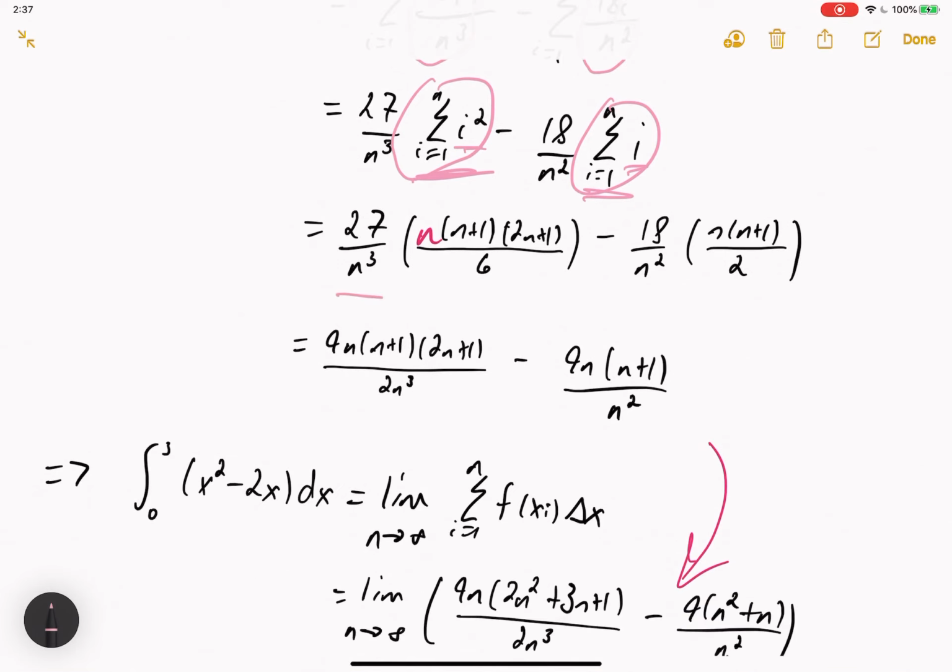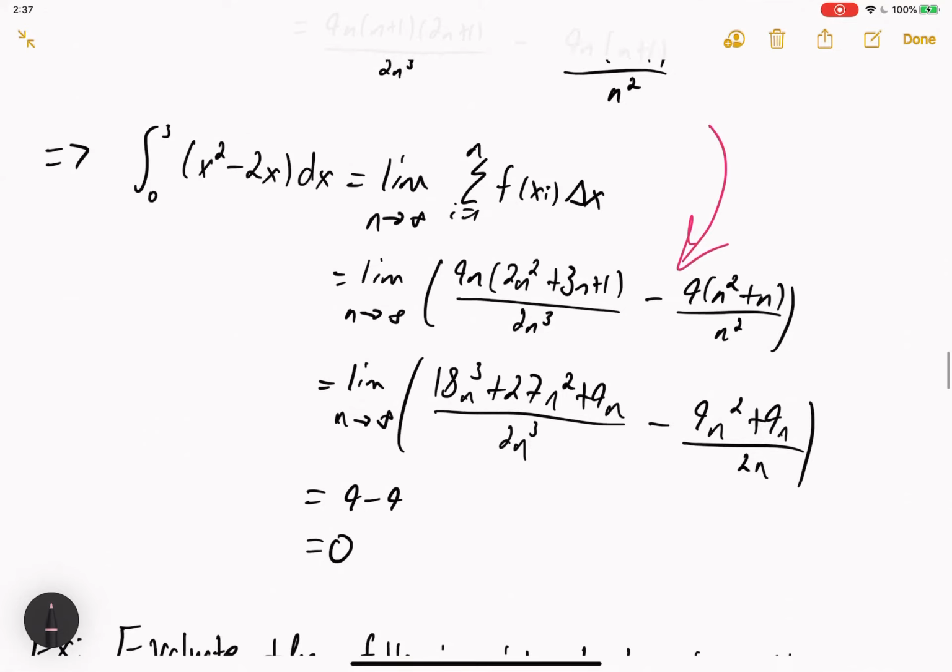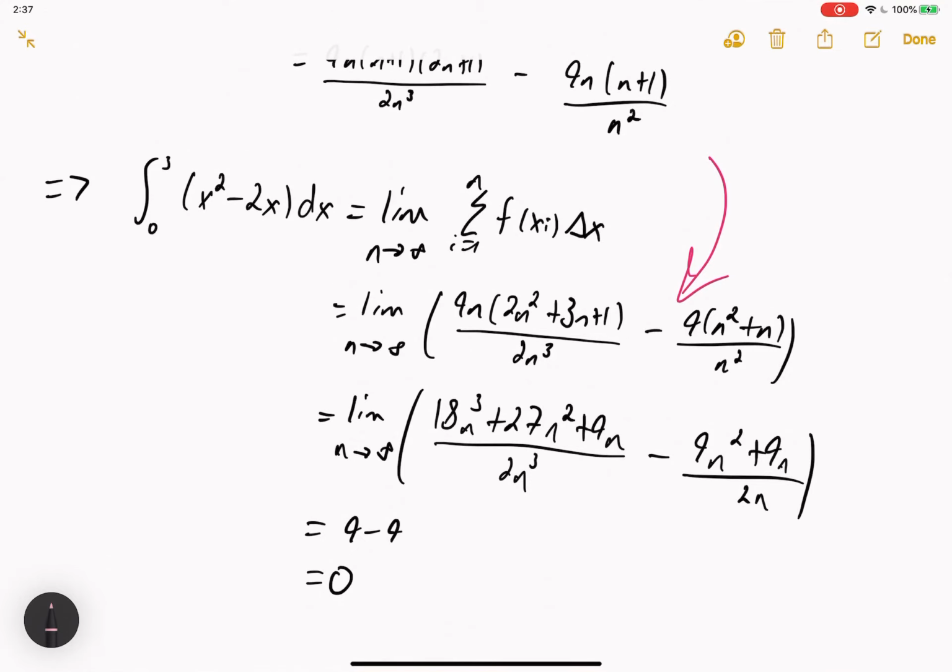We plug in the formulas that we have for those sums, and then we're just going to simplify. And this is what you get: 9n times n plus 1 times 2n plus 1 divided by 2n cubed minus 9n times n plus 1 divided by n squared. Note that you could simplify right here, but we don't really care about simplifying. It doesn't really matter. Or you can just leave it as is.